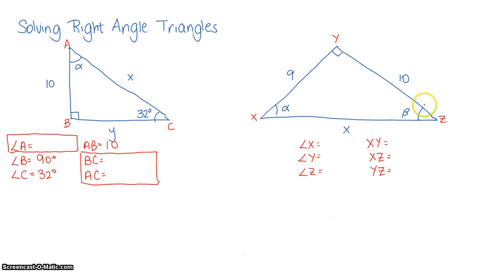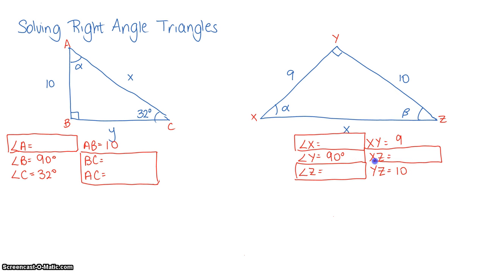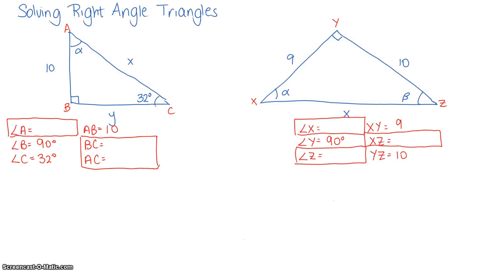On the other triangle, XYZ, again, we've got 2 angles here that we don't know, alpha and beta. So angle X and angle Z, we need to find. Angle Y is 90 degrees. XY is 9, YZ is 10, and we need to figure out what XZ is. So that's setting it up. There'll always be 3 things given and 3 unknowns. So we're going to look at triangle ABC and start solving this one.